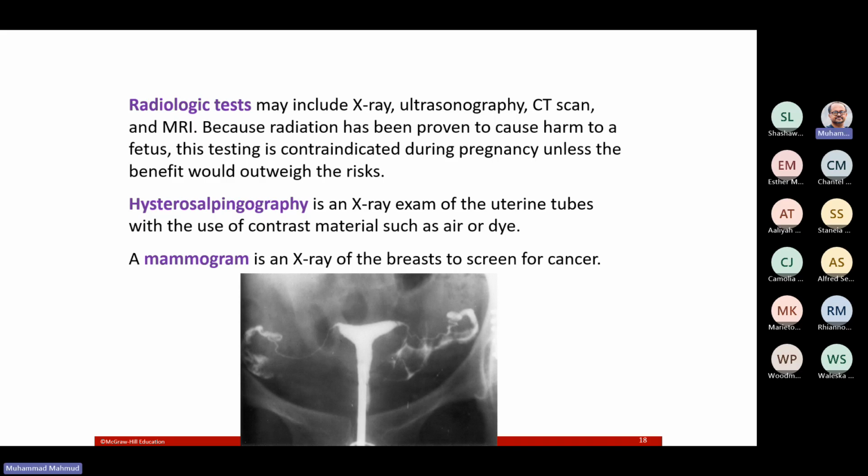The radiologic test, one of them, is the hysterosalpingography. As you can see in the lower part of the slide, this dye is inserted, and we can take the picture and see those structures. Hystero means the uterus, salpingo is the fallopian tube. So that is the X-ray exam of the uterine tube with the use of a contrast material such as air or dye.